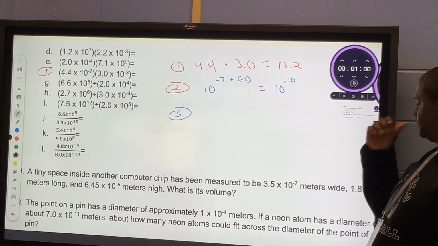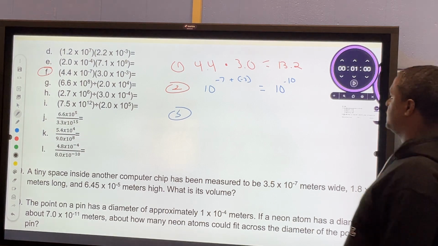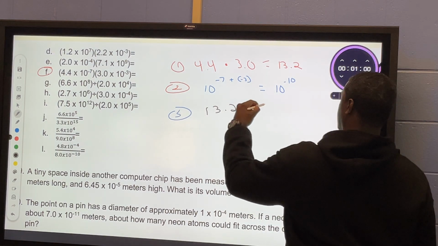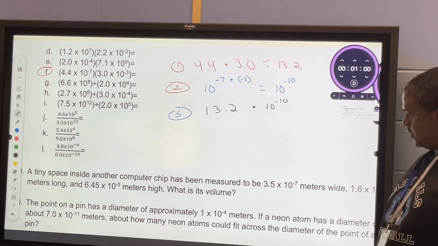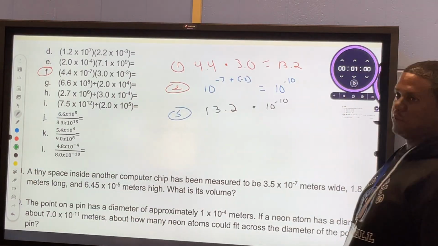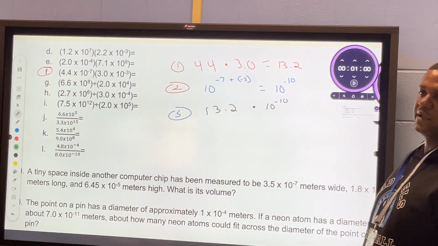Step 3, you combine steps 1 and 2. Alright, 13.2 times 10 to the -10. Final answer? Oh no, what's the problem? The coefficient is greater than 10, so I have to change it.